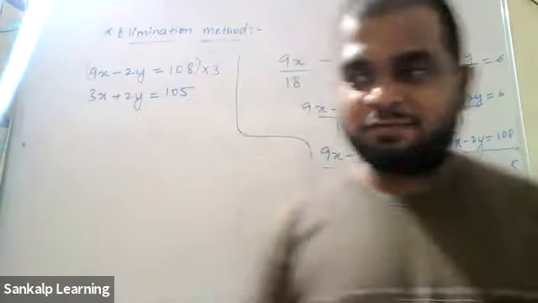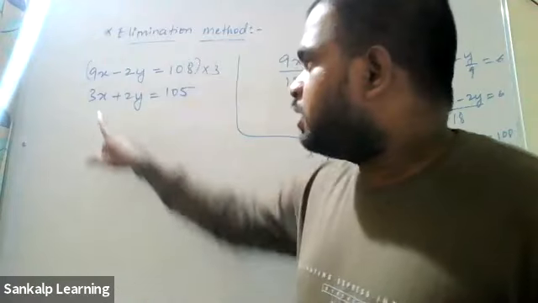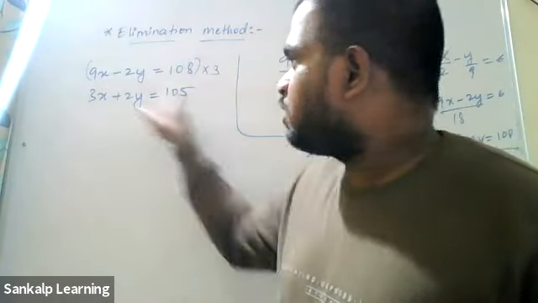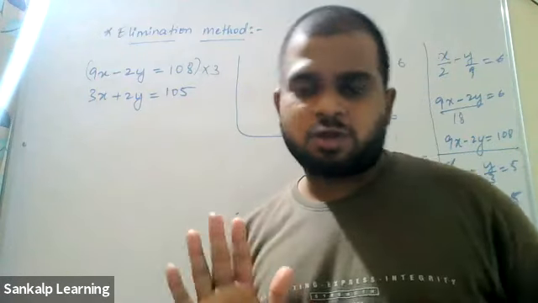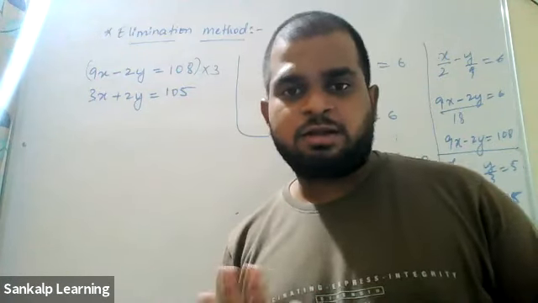Most of you have this notion that you must multiply this 3 here and this 9 here. Yeah, that's not the correct way. That is also a way. That is also correct. I'm not saying it is wrong.